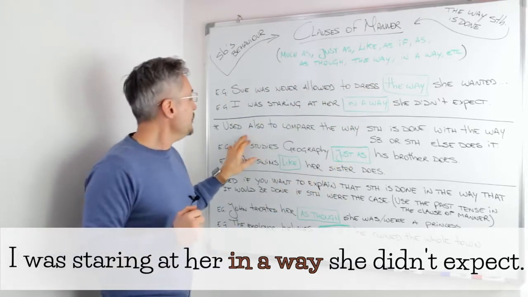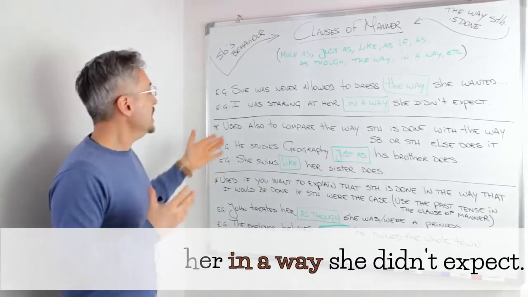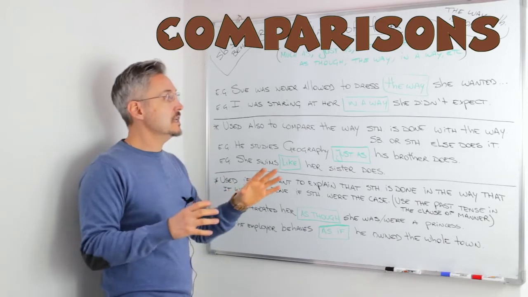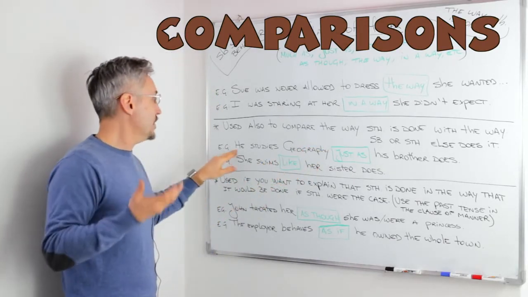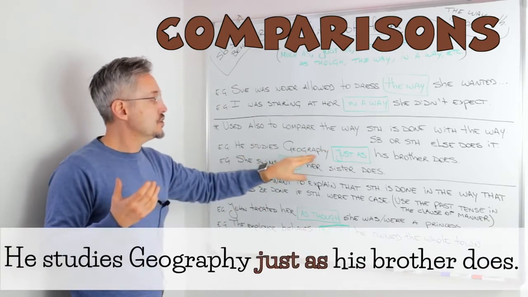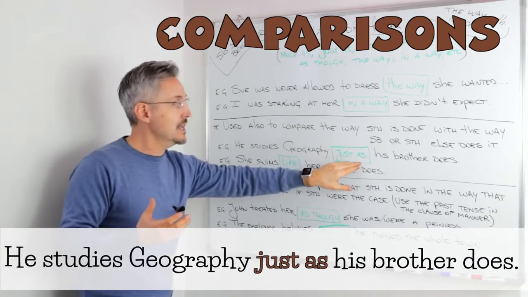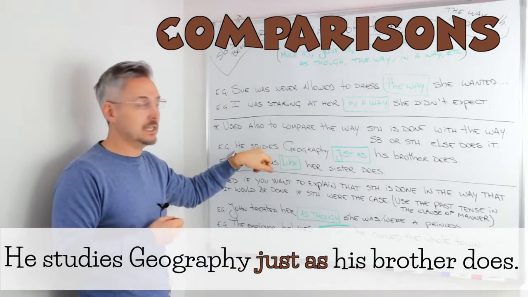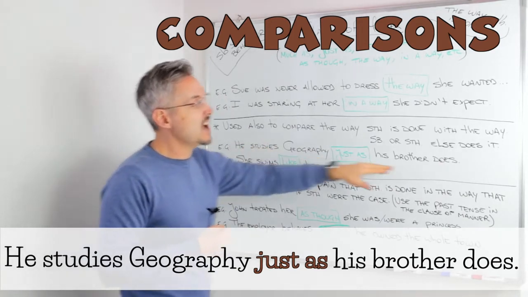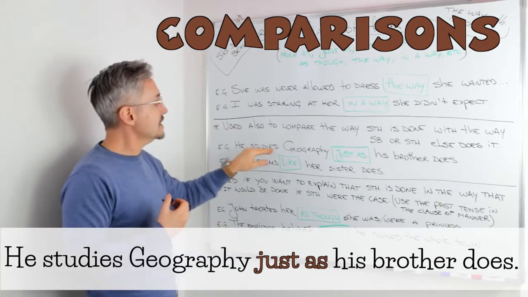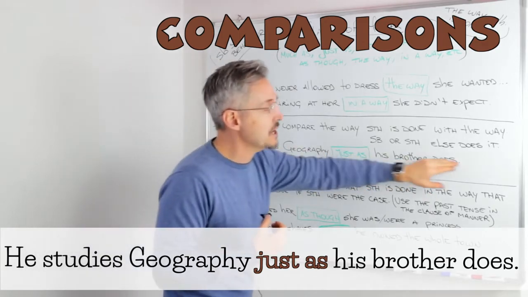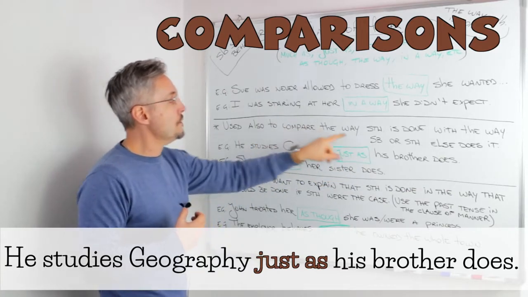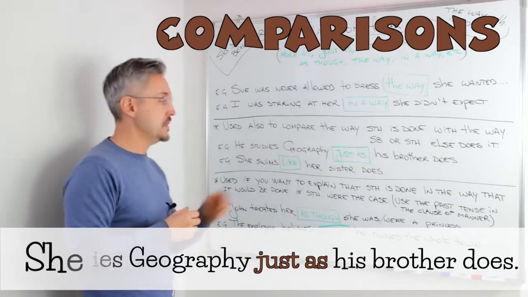Okay, so if we use these clauses of manner to compare two clauses, we can say, for example, he studies geography just as his brother does. Remember that we don't need to repeat the verb in this case, okay? So he studies geography just as his brother does. It's the same. So just as is used to compare the way something is done here.